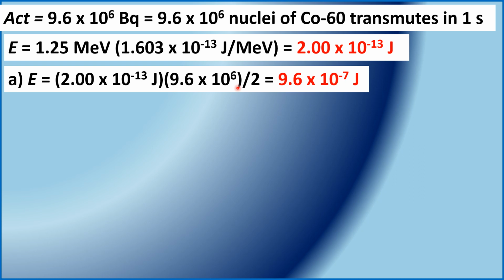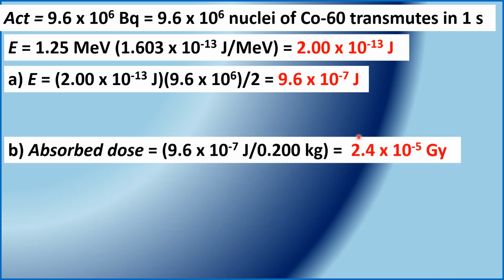And then, according to the problem also, only half of this total energy is absorbed by the tumor tissue, half of which has escaped. All right? So, multiplying this and then dividing by 2, we will get the total energy that is absorbed. Okay, it's 9.6 raised to the negative 7 joules.